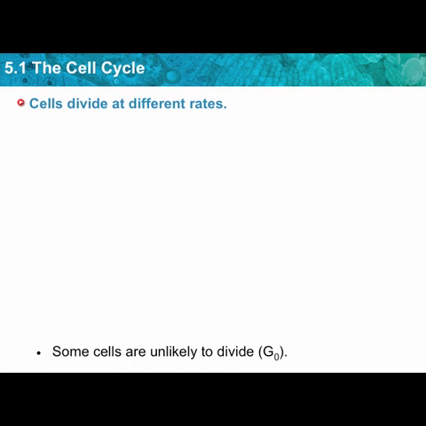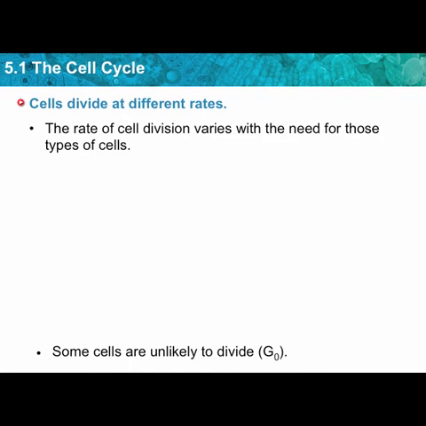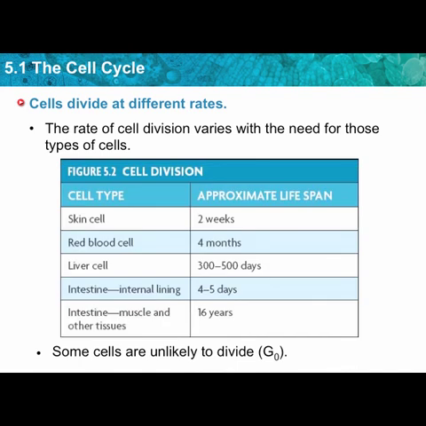Cell division happens at different rates. The rate of cell division varies for the types of cells. Here's just a chart. Skin cells reproduce pretty rapidly. Pretty much every 2 weeks or so you end up with new skin, sloughing off old dead cells and new ones. Red blood cells are 4 months, and so you can read the chart. Different things can be longer, and I'm not listed on here.